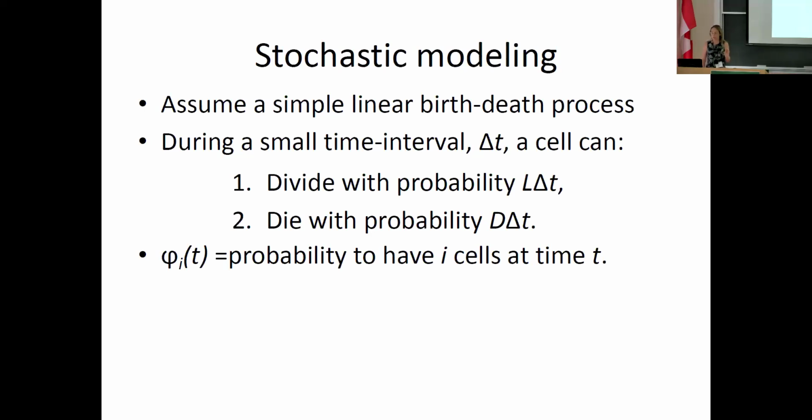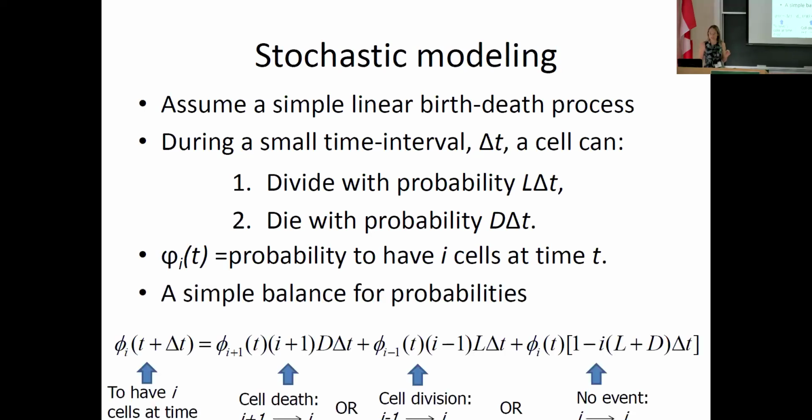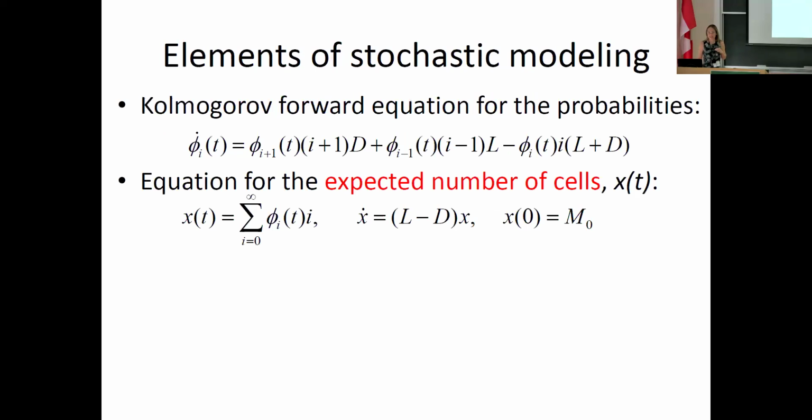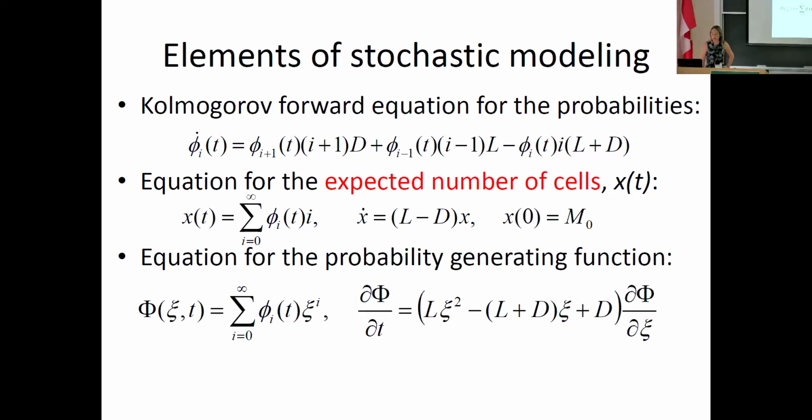We can calculate the probability to have i cells at time t. We can write down a balance of probabilities, which translates into the Kolmogorov forward equation. This contains all the information. So useful information that we can extract consists of, for example, expectations and moments for the number of cells at given moments of time. Or we can use the formalism of the probability generating function, which is very convenient here.